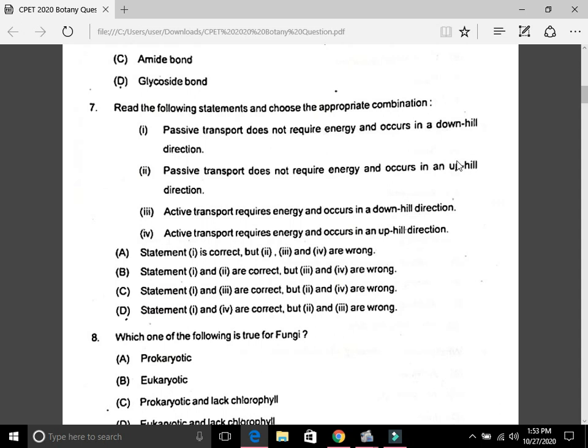Read the following statements and choose the appropriate combination. First, passive transport does not require energy and occurs in a downhill direction. Second, passive transport does not require energy and occurs in an uphill direction. Third, active transport requires energy and occurs in a downhill direction. Fourth, active transport requires energy and occurs in an uphill direction. And the correct answer is D. Statement 1 and 4 are correct, but 2 and 3 are wrong.